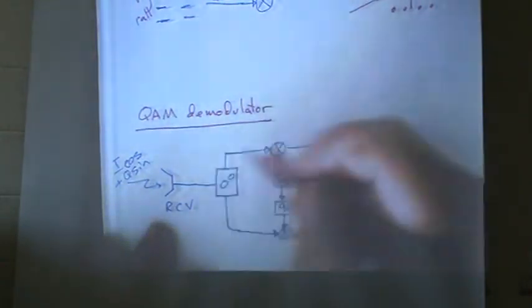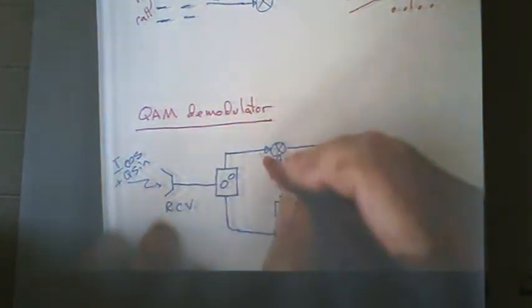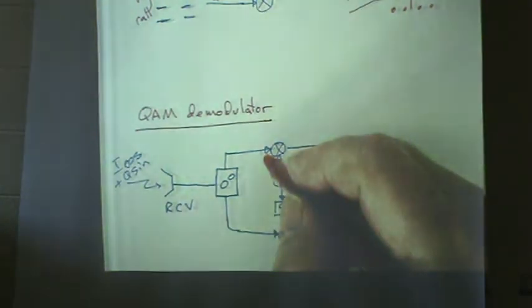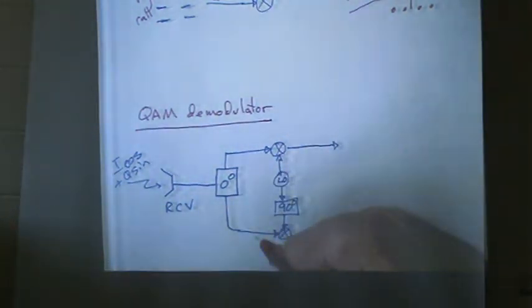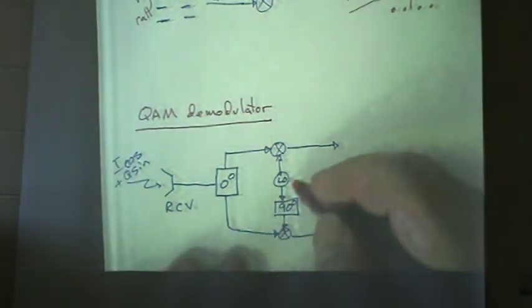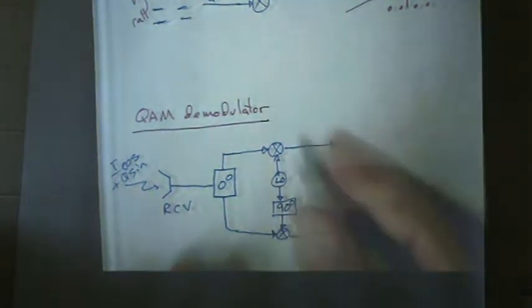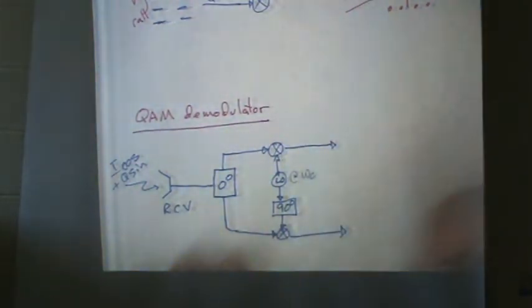So here I have a copy of that same signal: I times cosine plus Q times sine. Here I have the identical I times cosine plus Q times sine. Right? Here I have another local oscillator at the same carrier frequency.